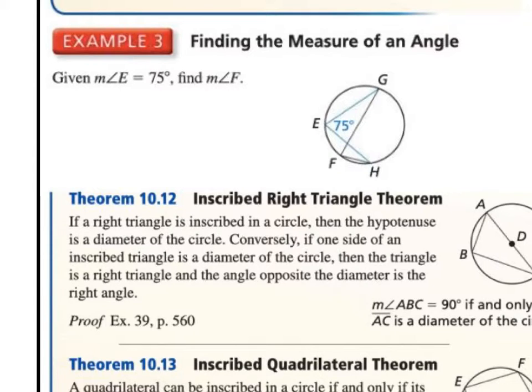Given that the measure of angle E is 75 degrees, find the measure of angle F. Okay, angle E intercepts this arc. What arc does angle F intercept? The same one. And so since they both intercept GH, their angle measures are going to be the same. So the measure of angle F is 75 degrees, because they're both going to be half of that arc, which happens to be 150.